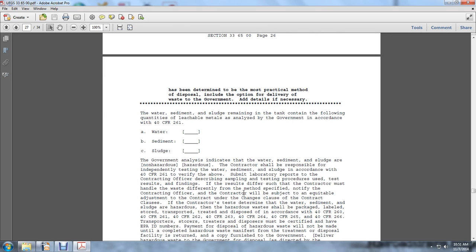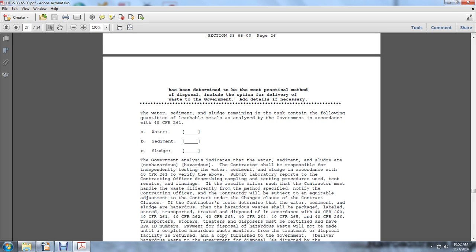The contractor shall verify the submitted laboratory reports to the contracting office, describing the sample and testing procedures used and the testing results. If the findings and the results differ, the contractor must handle the water waste differently than the method specified, notifying the government so that an adjustment can be made under the changes clause based on the contractor's testing.